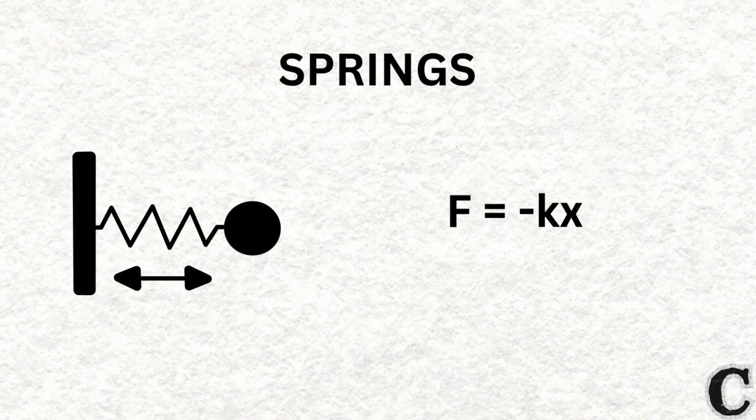A stretched spring always pulls back. Hooke's law is F equals minus kx. That minus sign? It just means the restoring force is opposite to displacement. Again, the meaning depends on how you defined positive.